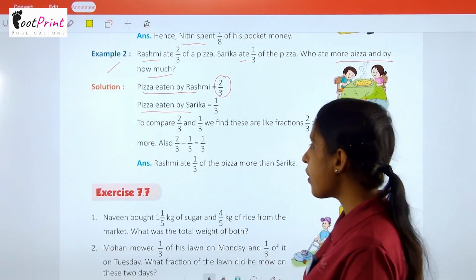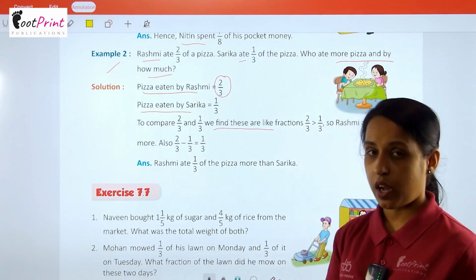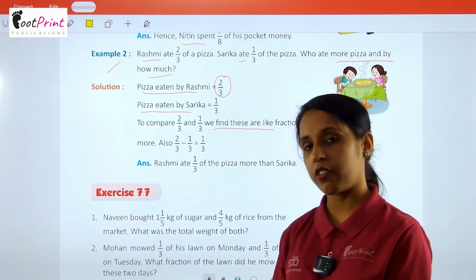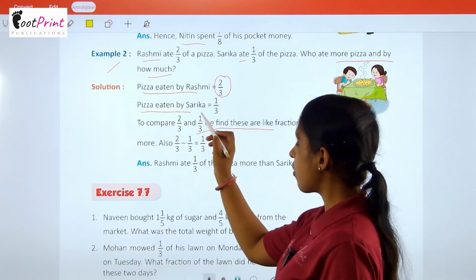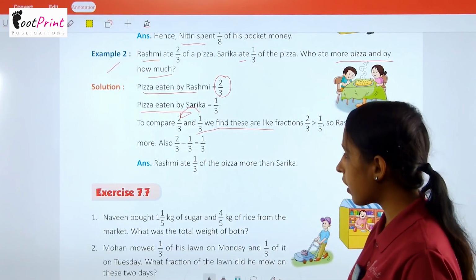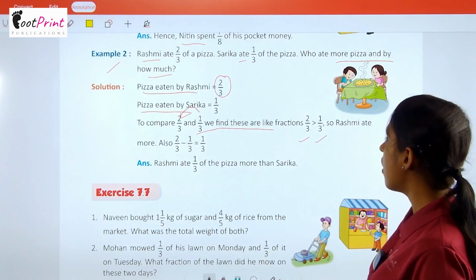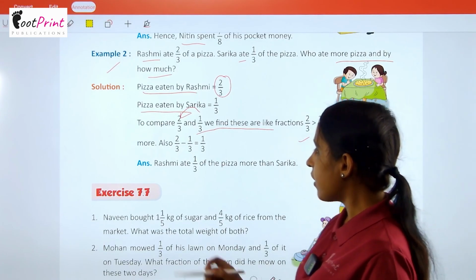To compare 2 by 3 and 1 by 3, we find these are like fractions. We have just learned comparison, by which we can tell which fraction is bigger and which is smaller. Both are like fractions, so when they are like fractions, we compare the numerators. Here 2 is bigger than 1. It means 2 by 3 is greater than 1 by 3. So we can say Rashmi ate more.